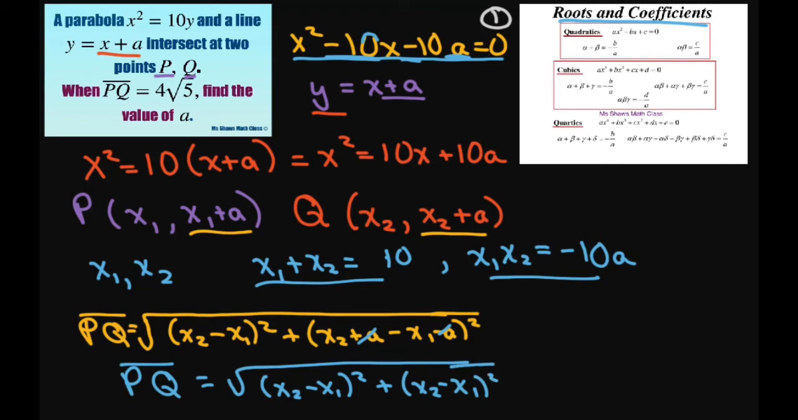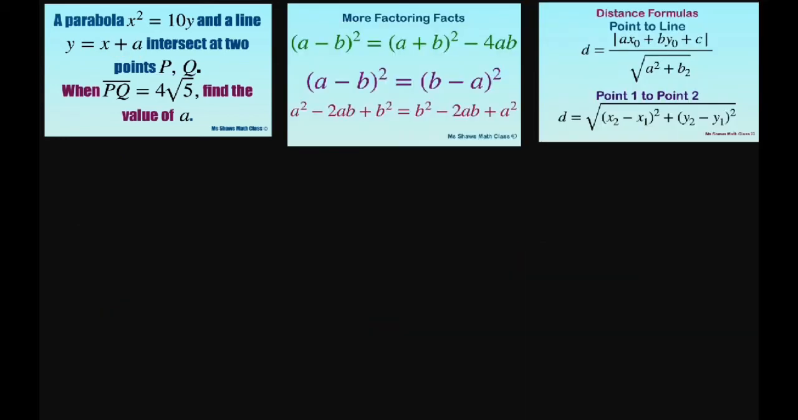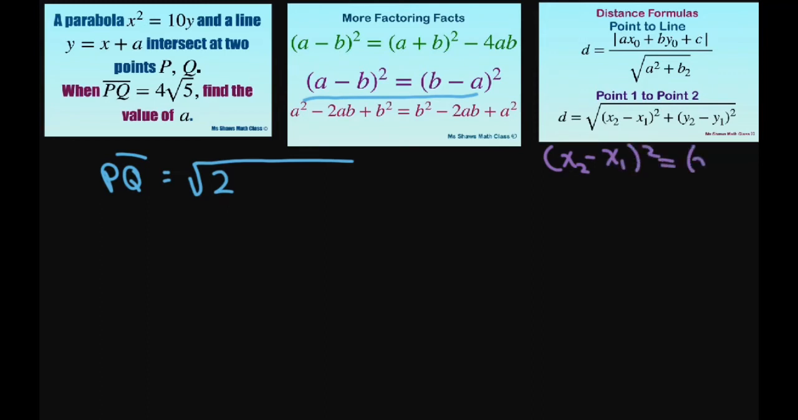All right. Now that we have that, that means we have two of these. And since we have two of these, we can write PQ equals 2 times, now right here, our x sub 2 minus x sub 1 squared is the same as x sub 1 minus x sub 2 squared. Because if you expand them, the only difference is the a squared and the b squared get switched. So I'm going to write this as the square root of 2 times x sub 1 minus x sub 2 squared.